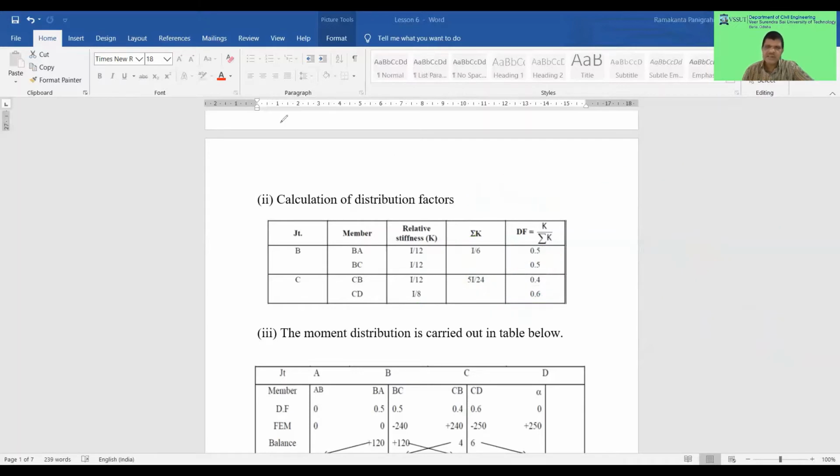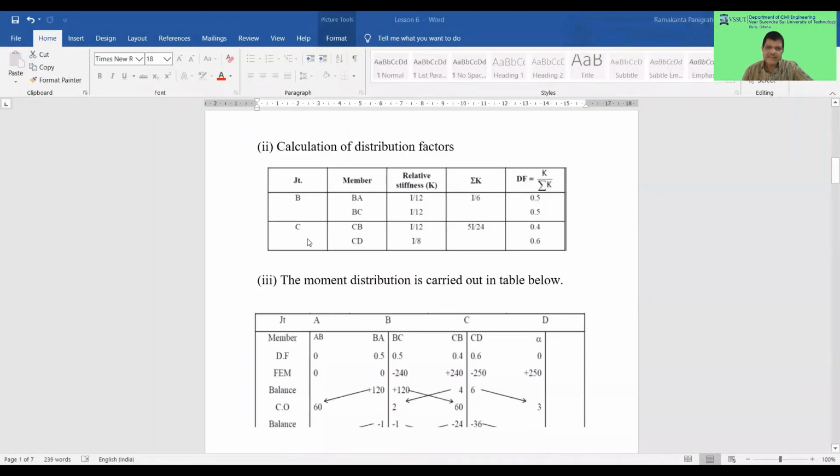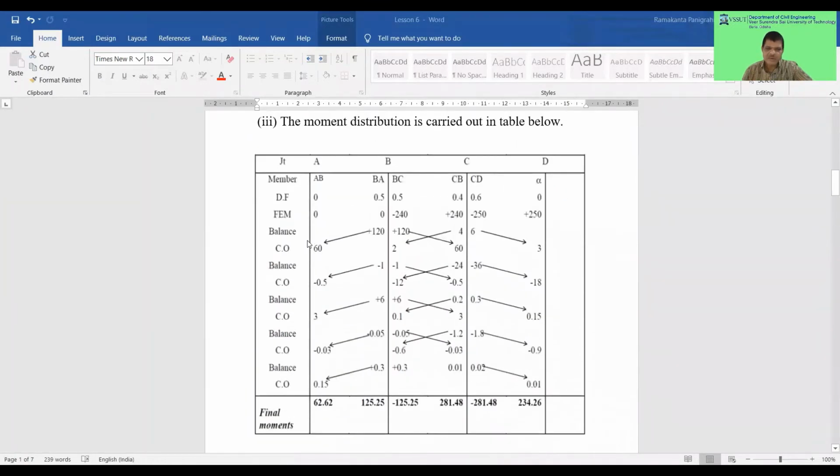Now let us understand the moment distribution table. Once you find these steps, then we go to the third step: you will find the moment distribution table. That is very important, so try to understand how it is done, and accordingly all the problems will be solved.